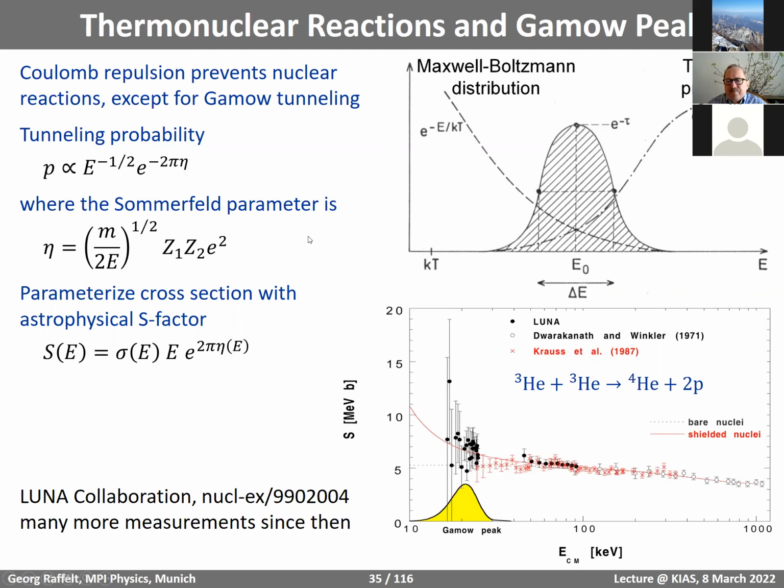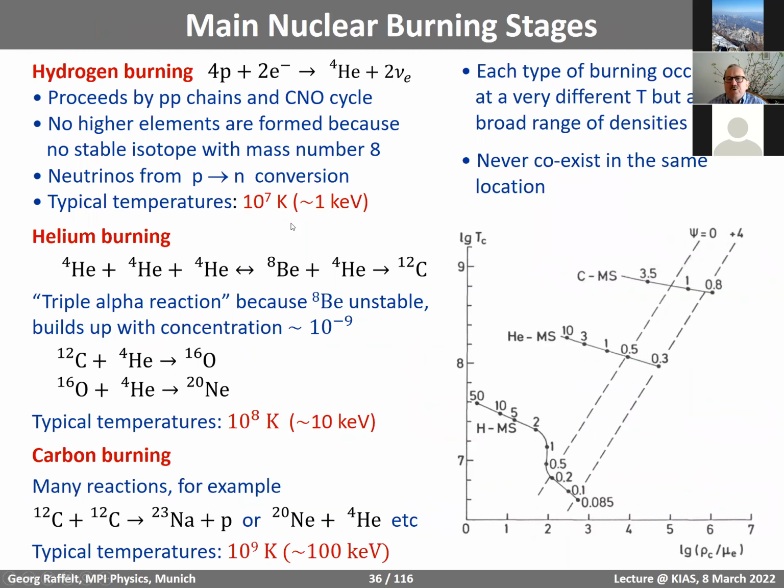And so for the past 20 years or so, one has been able in the laboratory to actually measure these cross sections at these very low energies in this kilo electron volt range. So these are now experimentally established, not just extrapolated. But what this means is that nuclear fusion is a very steep function of temperature. So hydrogen burning, for example, which happens in the sun, proceeds by the pp chains at a typical temperature of 10^7 Kelvin, or around a keV.